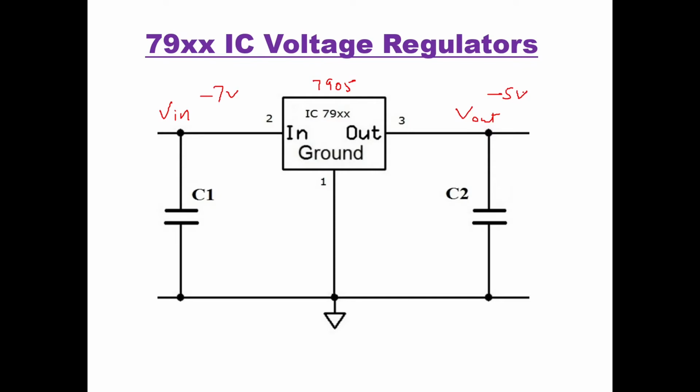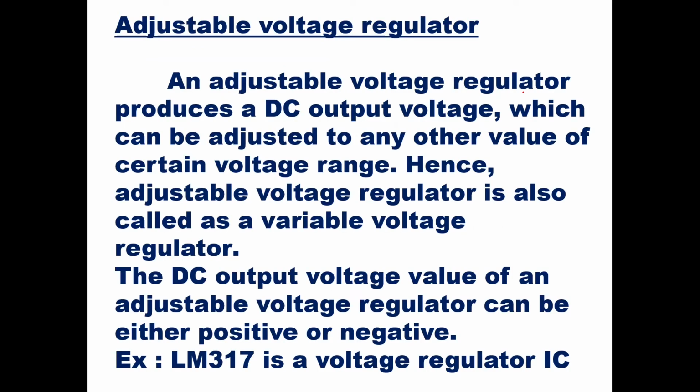And even here, C1 and C2 capacitors are used to avoid oscillations and transient outputs. Okay. So if you see the fixed voltage regulators, we have studied the 78 series and 79 series. Now we will go on to see what an adjustable voltage regulator is.